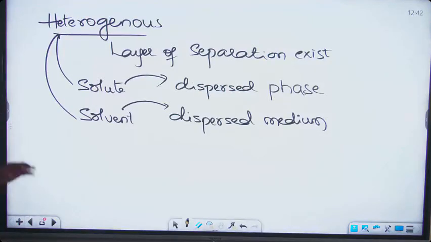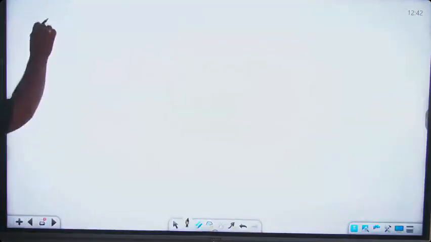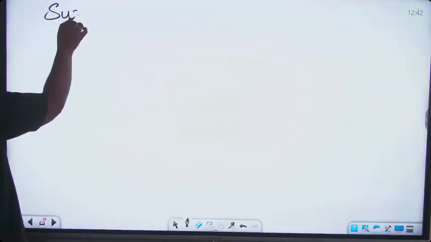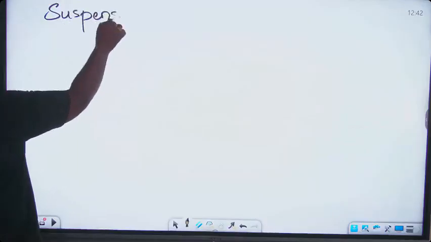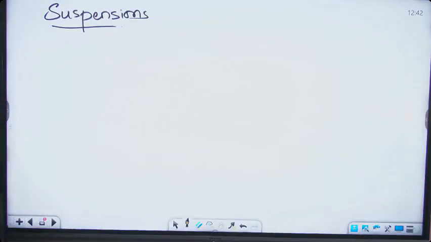And these particular heterogeneous mixtures, again you have got three types, right? We have got suspensions, emulsions, as well as the case of colloids. Now, first thing, we'll talk about the case of suspensions. First, we'll talk about the case of suspension. What is a suspension?